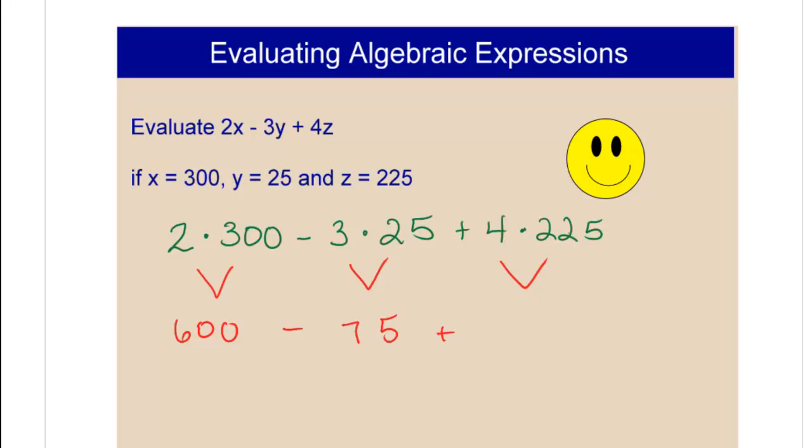4 times 225, well, I don't know that right off the top of my head, so I'm going to do this over to the side. 225 times 4. 5 times 4 is 20, carry the 2. 2 times 4 is 8. 8 plus 2 is 10, carry the 1. 2 times 4 is 8, plus 1 is 9, so that gives me 900.